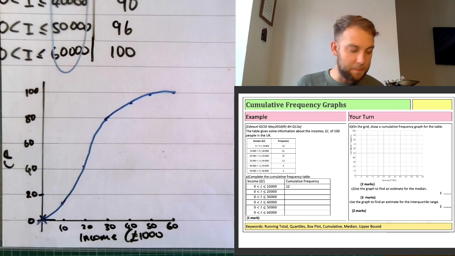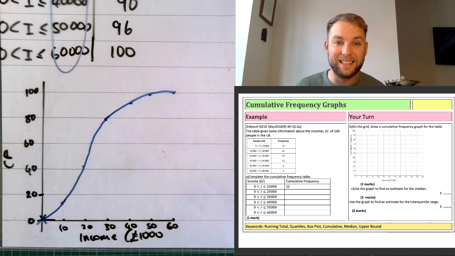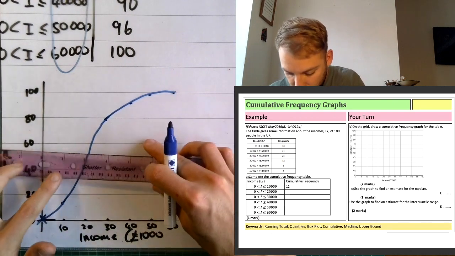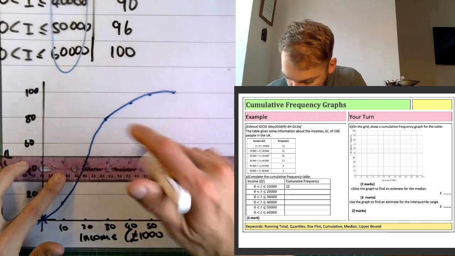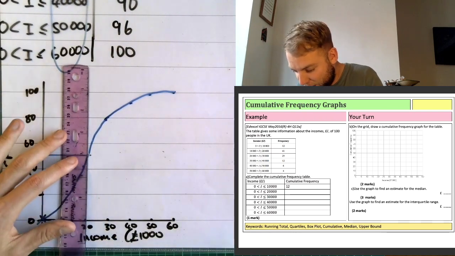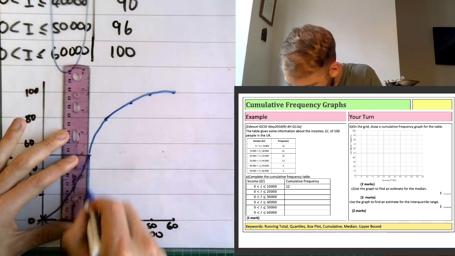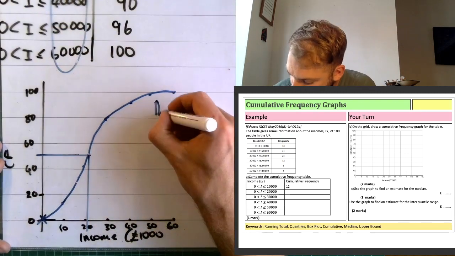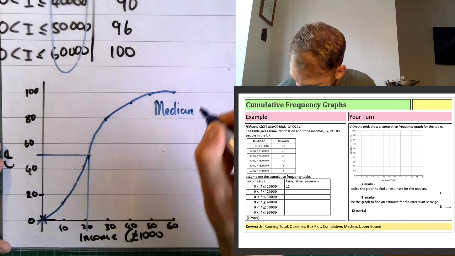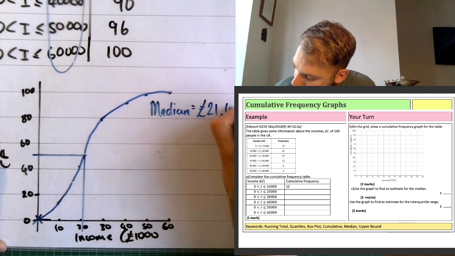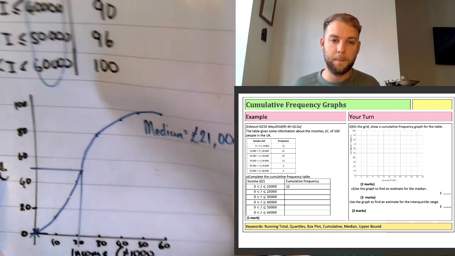Super. Find the median of this. Well, hey diddle diddle, the median's in the middle. So I'm going to cross at 50 for this one. So cross at 50 and down for that. Hopefully my graph is a little bit more accurate this time. I think that's about 21,000. So my median is about 21,000. Brilliant. Okay.